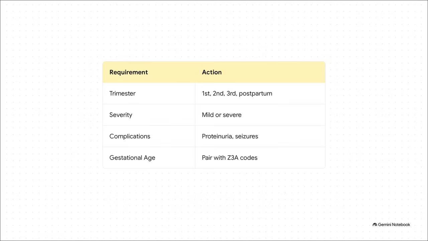You need the trimester, first, second, third, or postpartum. You need the severity, is it mild or severe? You've got to catch any complications like proteinuria or seizures. And, like we talked about earlier, gestational age. Always pair with those Z3A codes. If you're missing any of this, you know what to do. It's time to query your provider.